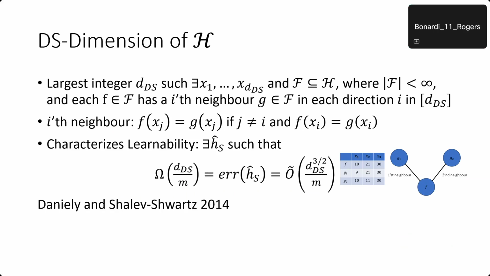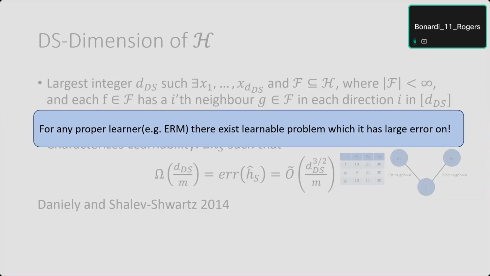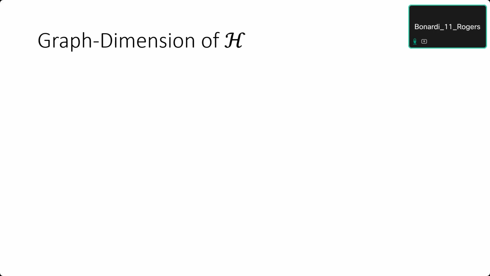We also have a matching lower bound by Daniely and Shalev-Shwartz. So the DS dimension characterizes learning in the multi-class setting. But actually, in later work, it was shown that for any proper learner, there exist some learnable problems, with finite DS dimension, which are not learnable by this proper learner. So that leads us to the next dimension we will consider, which is the graph dimension of H, which at least makes proper learning possible.